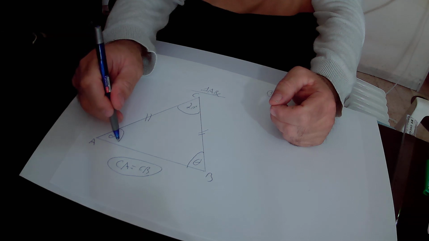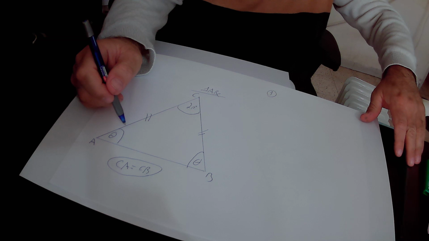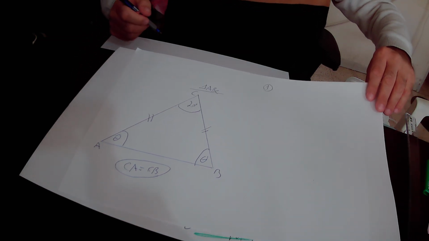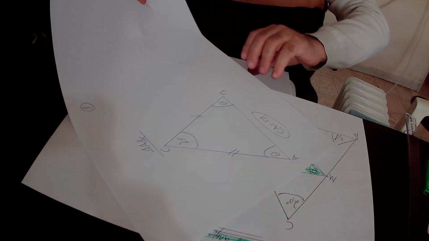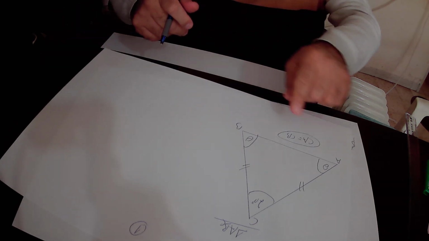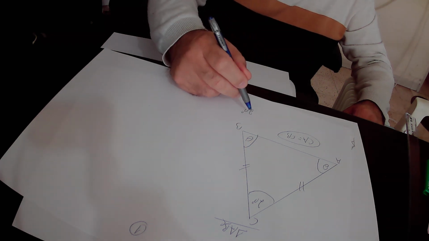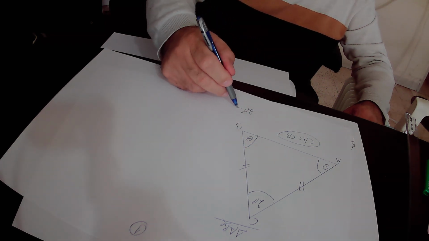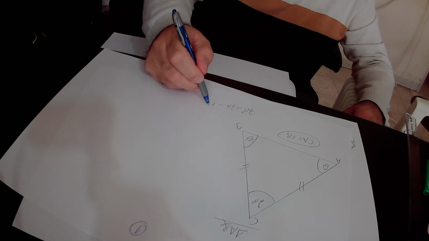Inside triangle ABC, the sum of the angles must be equal to 180 degrees according to the rule that the sum of the angles in any triangle is equal to 180 degrees. For the angles we have inside triangle ABC, this angle is equal to 20 degrees in size. Theta plus theta is 2 theta. In total, they must be equal to 180 degrees.